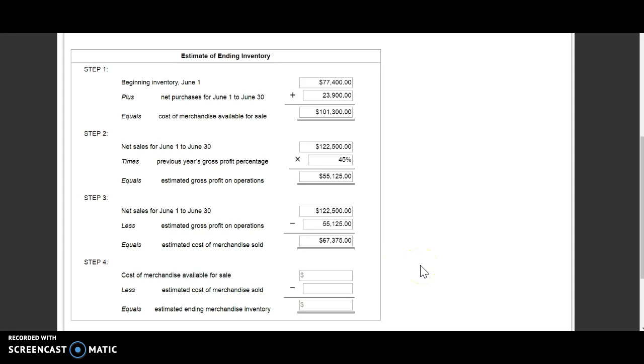Step four, we're going to take our cost of merchandise available for sale, which we figured out in step one. So this number here, 101,300. Subtract estimated cost of merchandise sold, which we figured out here in step three. So 67,375. We're going to subtract those two numbers. Which gives us 33,925.